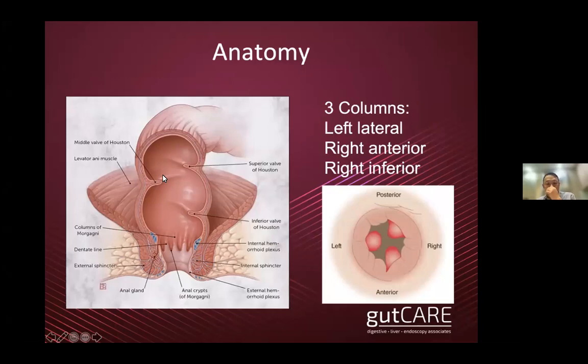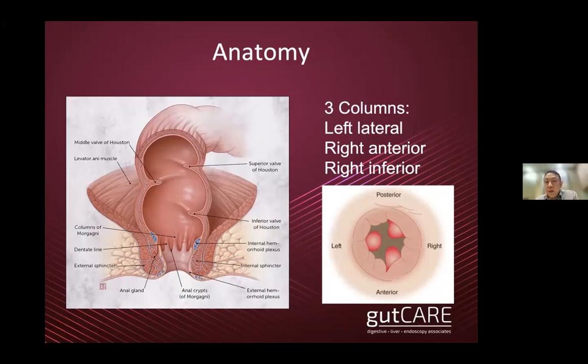So if you look at the anatomy, pay attention here to this curvy line. This is the dentate line, right? The hemorrhoids that are above this line are the internal hemorrhoids. Below this line is the external hemorrhoid. And the way the vascular structure is organized is such that when hemorrhoid occurs, there are three columns: one on the left, normally known as the left lateral, and two on the right, one posterior and one anterior. This is when they are in the lithotomy position.